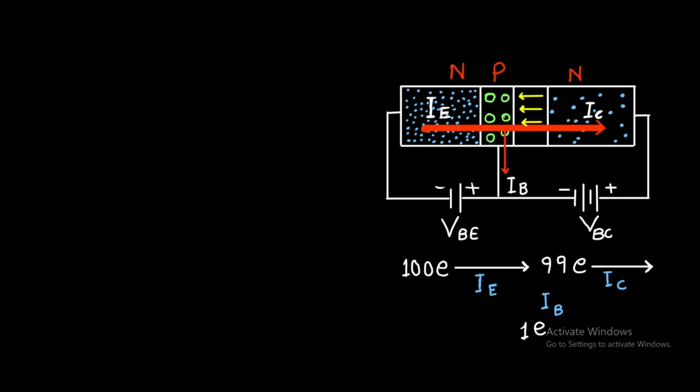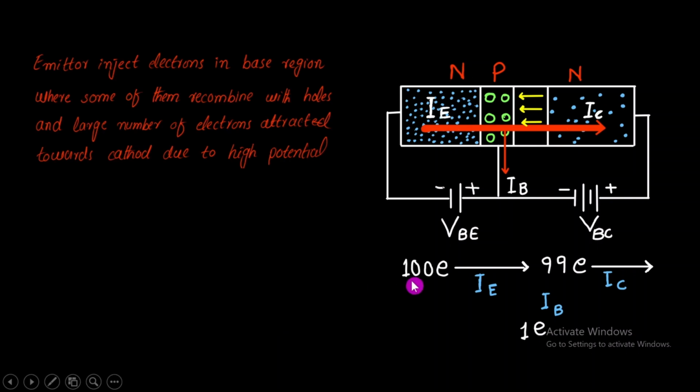Due to this, we can say that the emitter injects electrons into the base region, where some of them recombine with the holes.